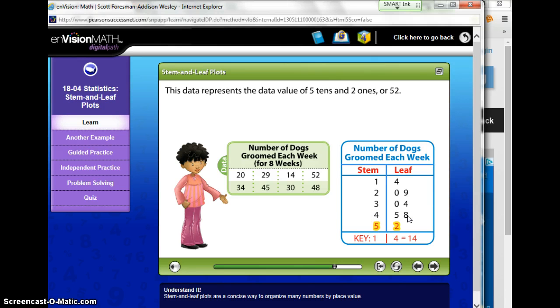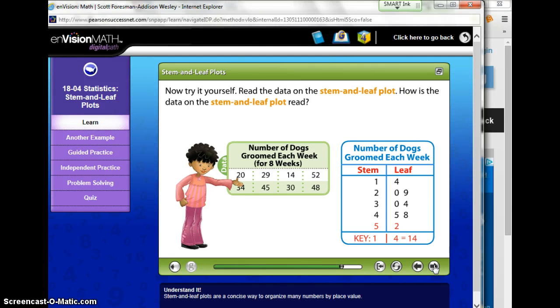So when we start to plot all these, we always want to start with our smallest. So we're going to read the data over here and we're going to put it over here. My smallest number is 14. I put 1 because it's 1 ten and 4 ones. Is there any other number over there that's in the tens? No. So I move on to the next largest number, which is the 20. So I put a 2 in for the 20 and a 0 in for the ones.